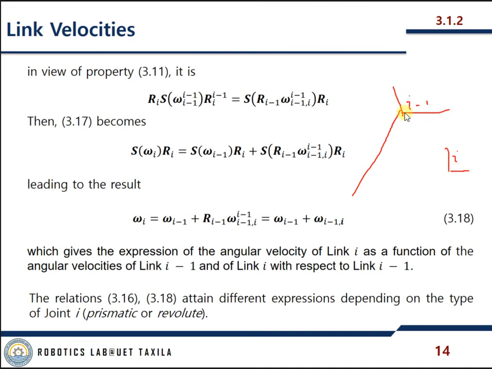Let me state it one more time. It's really the angular velocity omega I. We are representing it as a function of this frame. So it's going to be the angular velocity of this frame, plus the angular velocity of this frame as experienced by this frame. That is why it's going to be like this: omega I minus 1 plus omega I minus 1 comma I.